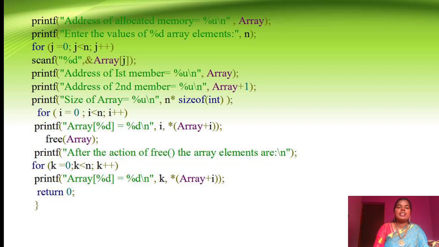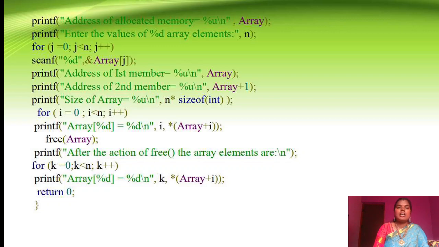Then we will call the free function, free(array). Here array is the variable which has the starting address of the whole array. Then printf after the action of free, the array elements are, for k = 0, k < n, k++. That means after using the free function, we will print the array, then printf array[%d] = %d, k, *(array + k), then return 0, then closing bracket.